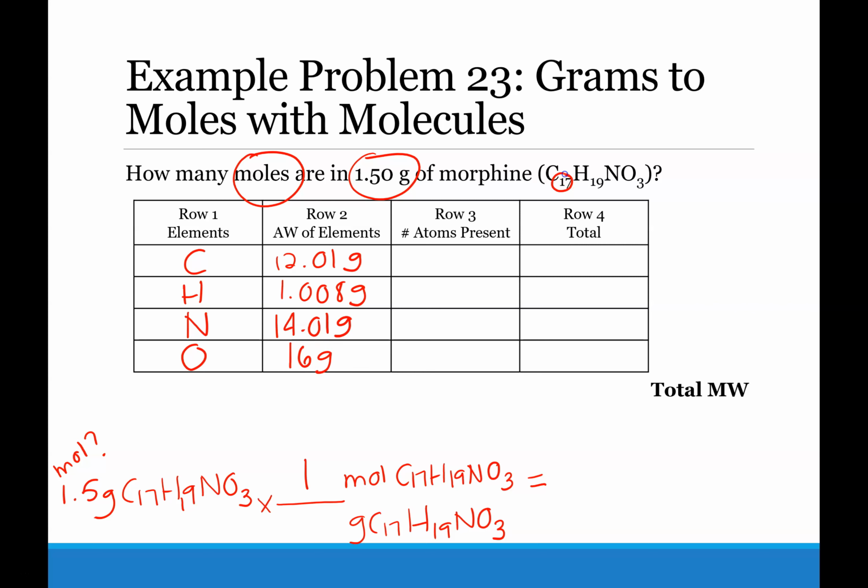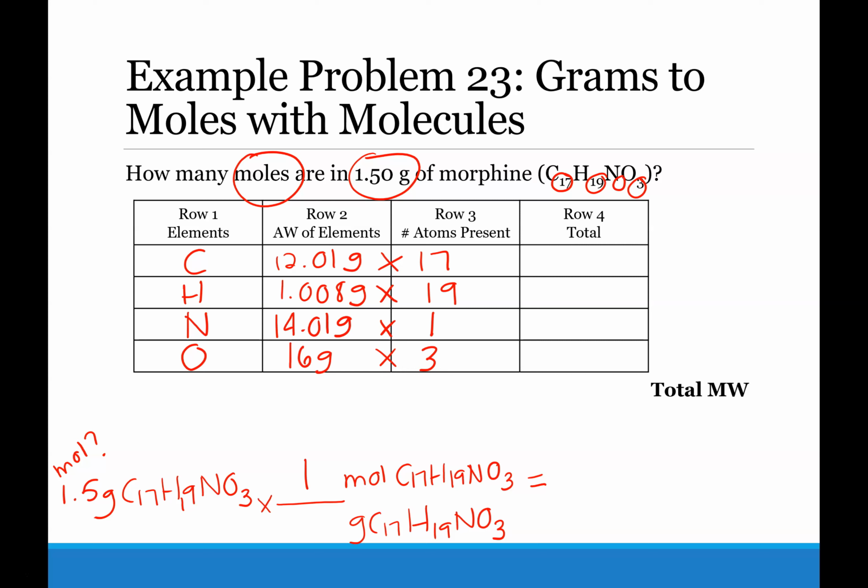And so there are 17 carbon atoms present. There are 19 hydrogen atoms present. There is 1 nitrogen atom present, and there are 3 oxygen atoms present. So we're going to multiply all of those, starting with carbon.